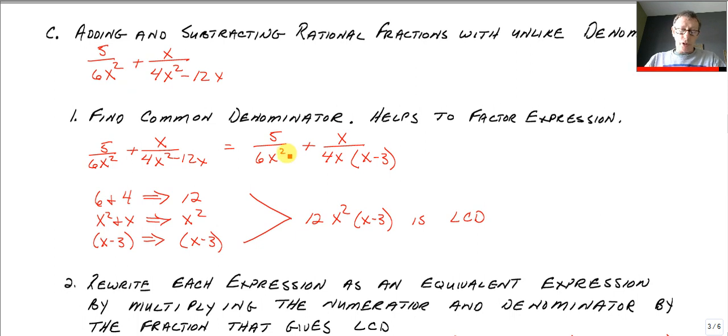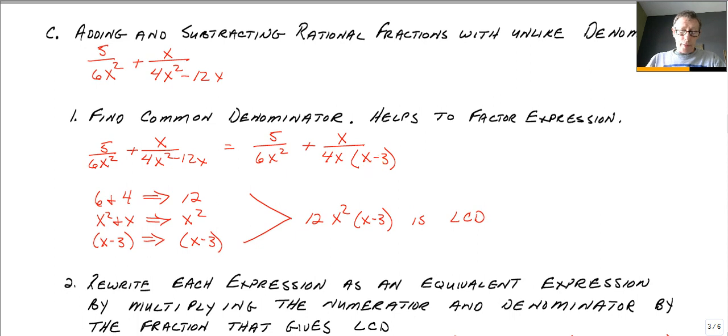So the first thing I did is factor the two fractions. For the first one, there is nothing that can be factored on the numerator or the denominator, so it remains 5 over 6x squared. But for the second fraction, I factored a 4x out, and that left me with x minus 3. So now let's find a common denominator.